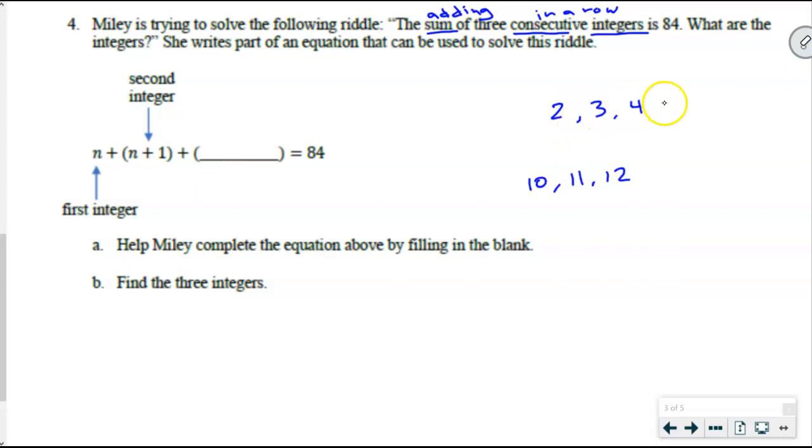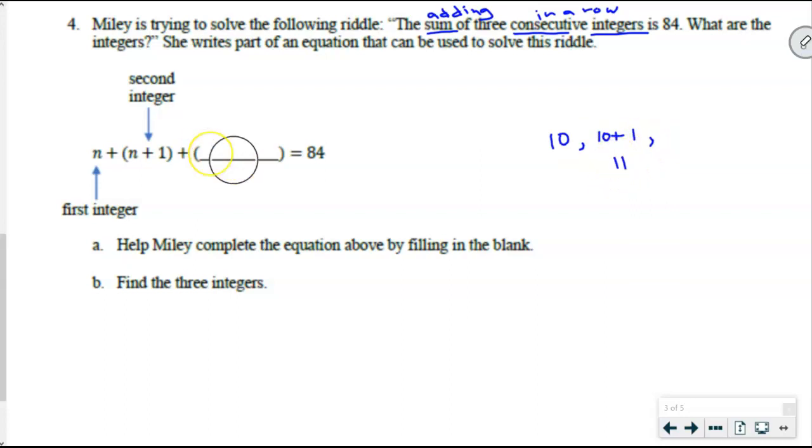So we could answer this question by just randomly picking 3 integers, adding them, and seeing if they get to 84. But that's going to take a lot of time. The guess and check method is never my favorite. So we can solve this riddle by creating an equation. Notice, we don't know what the first integer is. It's going to be n. But the second integer is going to be n plus 1. Think about why. If we start with 10, then the next integer is going to be 10 plus 1, which is 11.